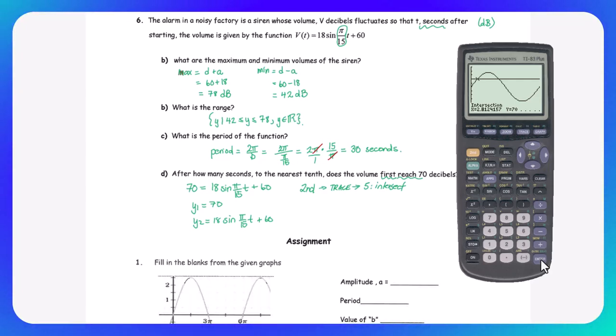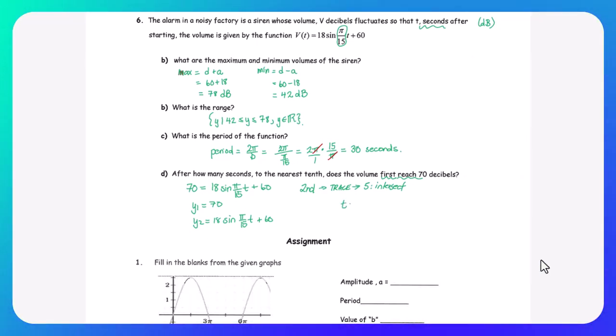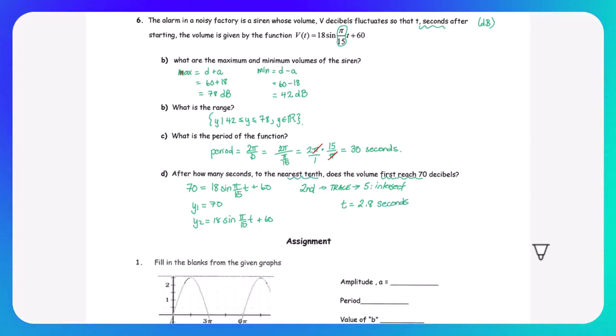So in this case, our T value here is 2.8 seconds. And remember, that's the nearest tenth, so we had to do that rounding. So the volume first reaches 70 decibels at 2.8 seconds.